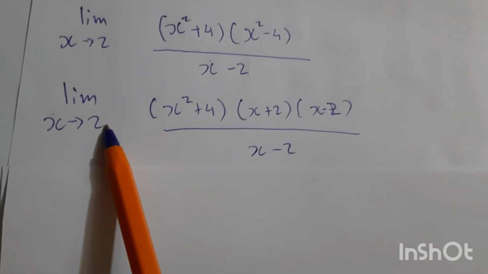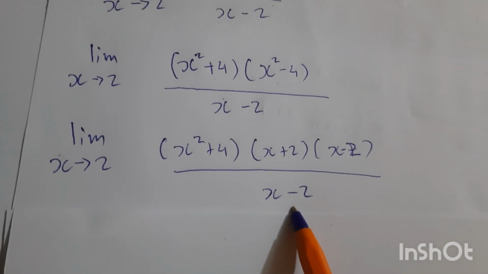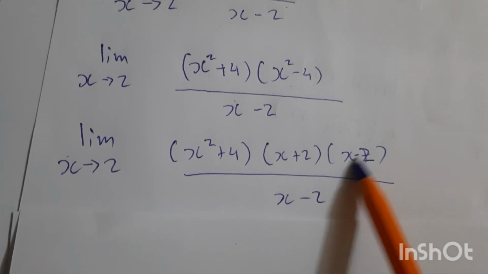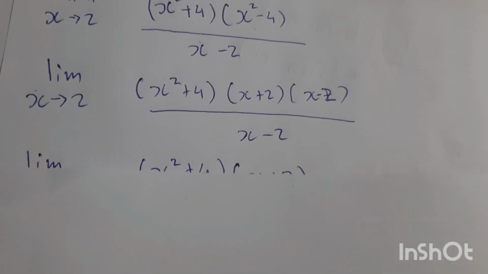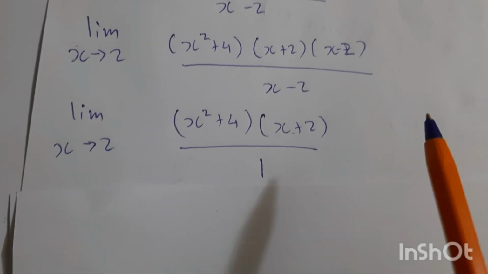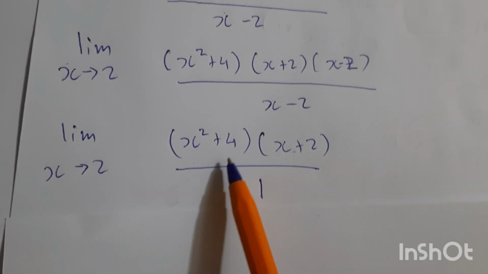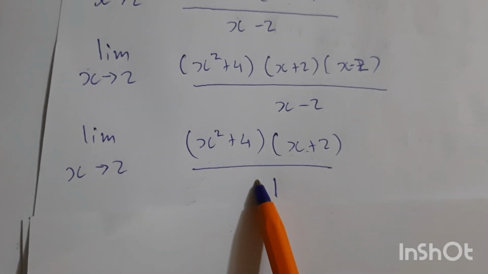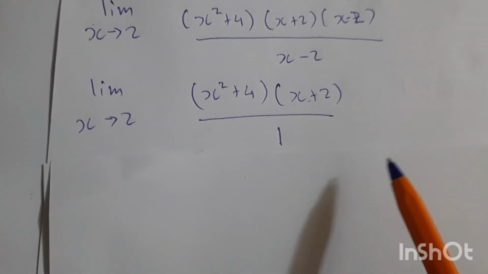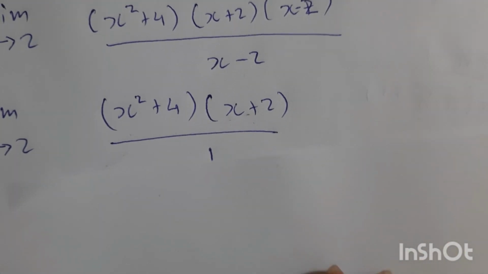When we look at this, we see there's an x minus 2 at the top, and there's an x minus 2 at the bottom. These two will cancel out to give you a 1 here and a 1 here. So when they cancel out, you are left with x squared plus 4, open brackets, x plus 2 over 1. But eventually this 1 will become insignificant, so let's just ignore the 1 for now.